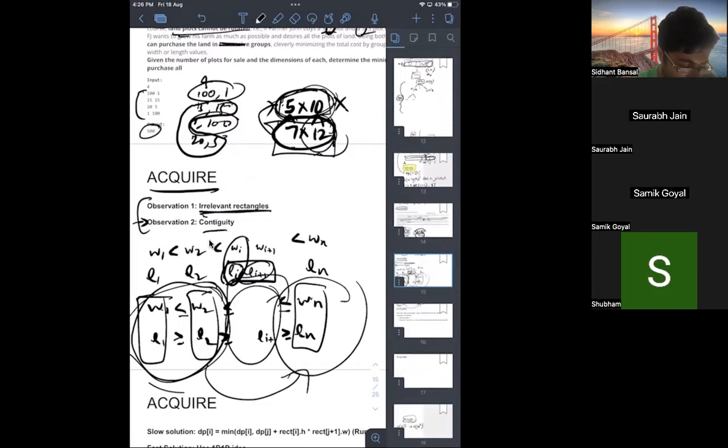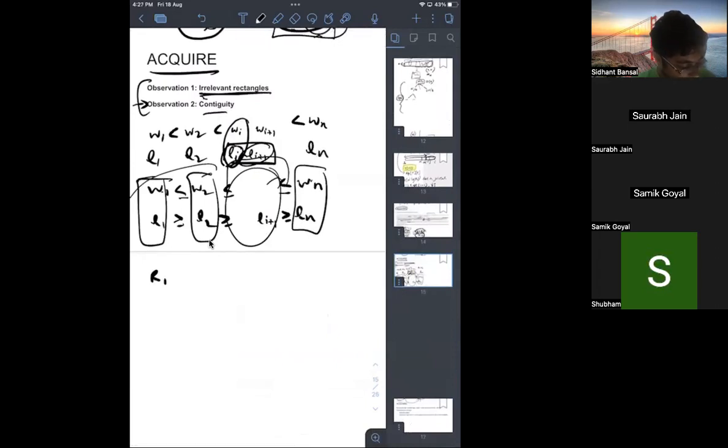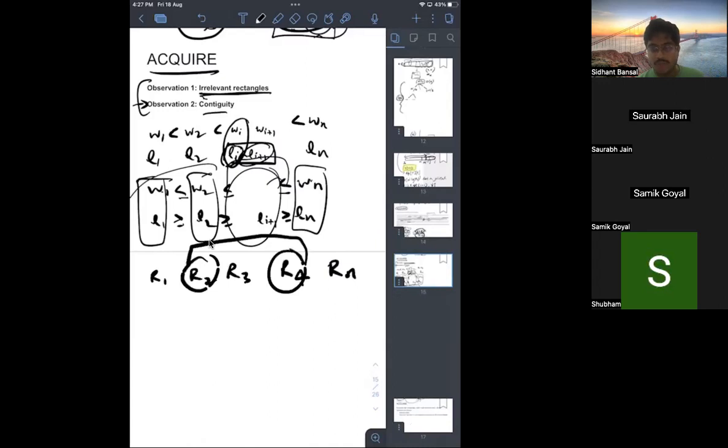I'll just give you the broad intuition of contiguity. Say your rectangles are R1, R2, Rn, right? Each one has a width and a length. Let's say you pick R2 and R4 in one chunk together, and you don't pick R3 in that chunk. Let's think about it that way. R2 has W2, L2. R3 has W3, L3. R4 has W4, L4. We already know the Ws are increasing and the Ls are decreasing.